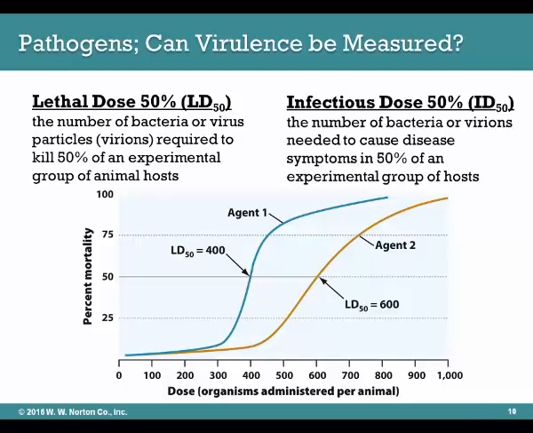And this graph is showing in the blue the lethal dose of one pathogen called agent 1 versus the lethal dose of another. And as the curve shifts to the right, you can see that the dose in order to cause death is much higher.